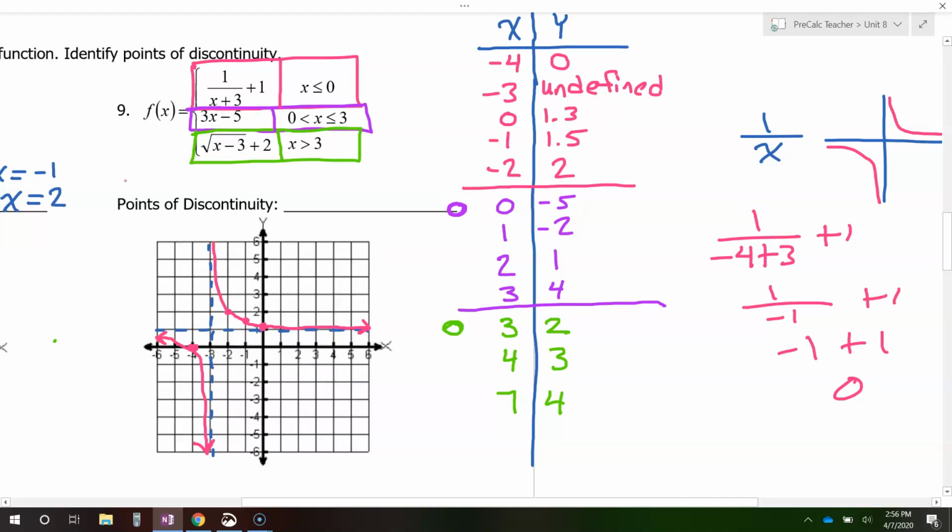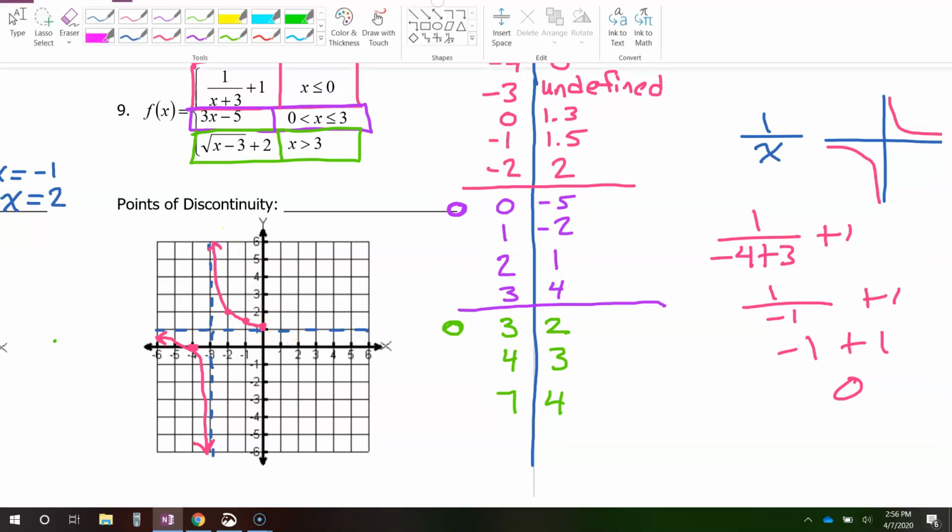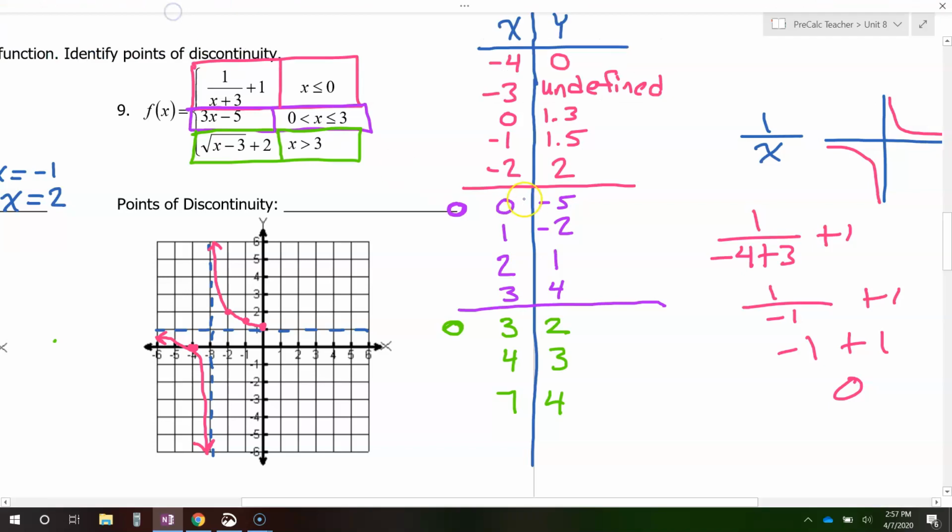I forgot that we're stopping at, we have to stay less than or equal to 0. So that last little part that I was trying to draw, we're not supposed to be drawing that anyway. All right, we're stopping here at 0 comma 1.3. That's the end. All right, because then we pick up with the purple part.